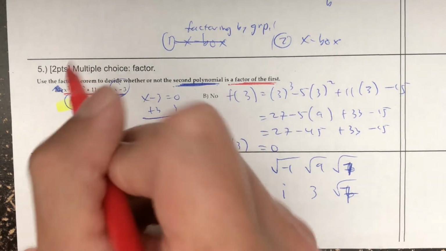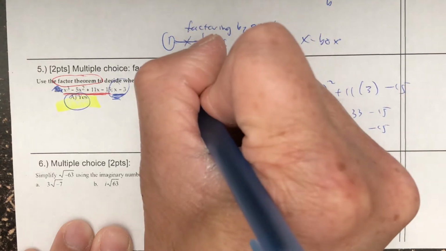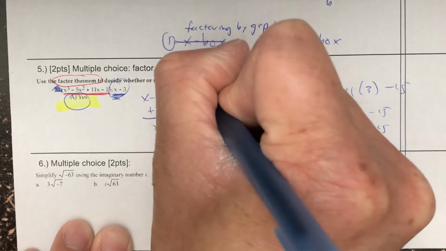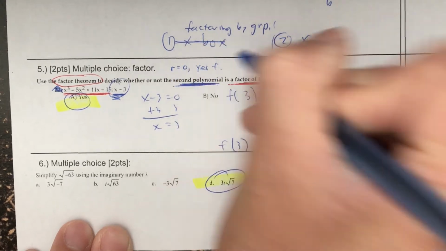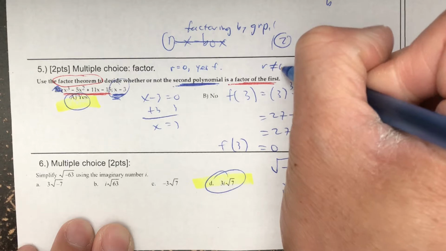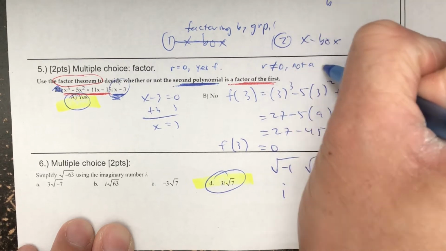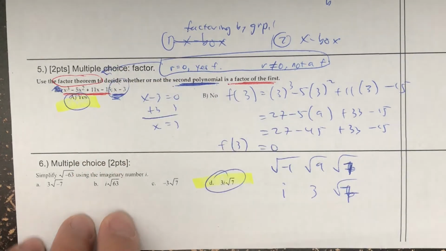Okay, so they want us to know using the factor theorem. The factor theorem basically says if a remainder is equal to 0, then yes, a factor. Or the opposite of that: if the remainder is not equal to 0, then not a factor. So that's essentially what the factor theorem is.